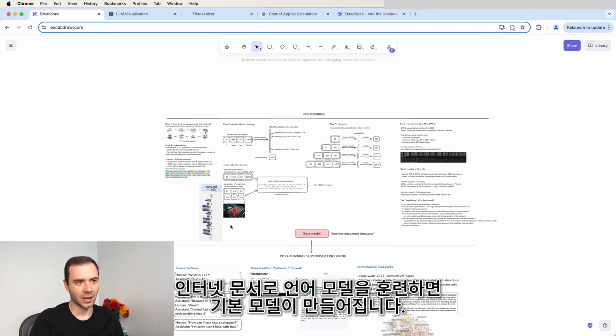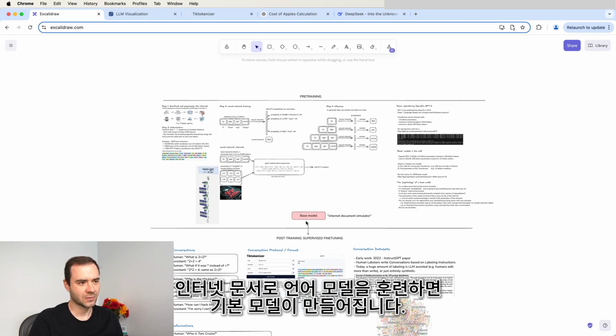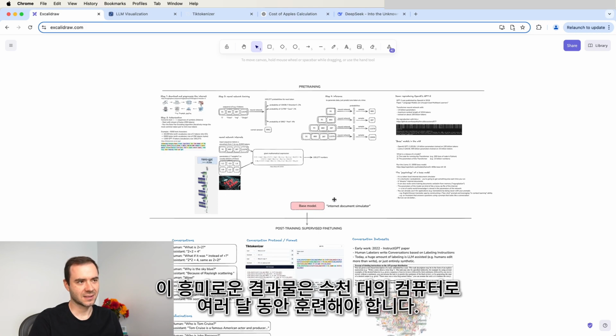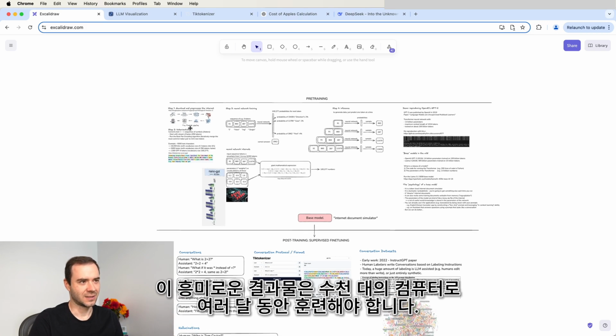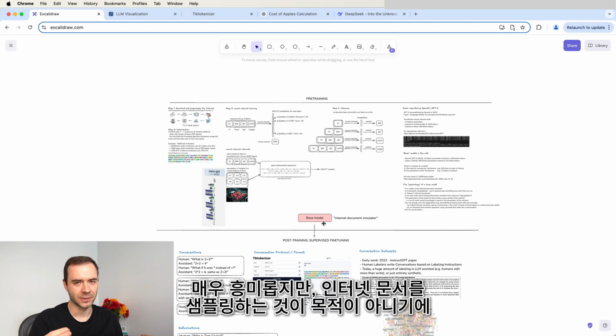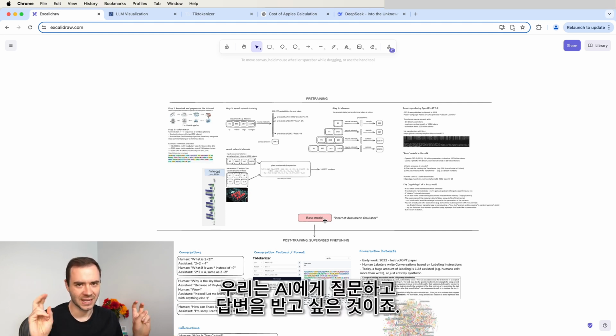And when you train a language model on internet documents, you get what's called a base model, and it's basically an internet document simulator, right? Now we saw that this is an interesting artifact, and this takes many months to train on thousands of computers, and it's kind of a lossy compression of the internet. And it's extremely interesting, but it's not directly useful because we don't want to sample internet documents. We want to ask questions of an AI and have it respond to our questions.